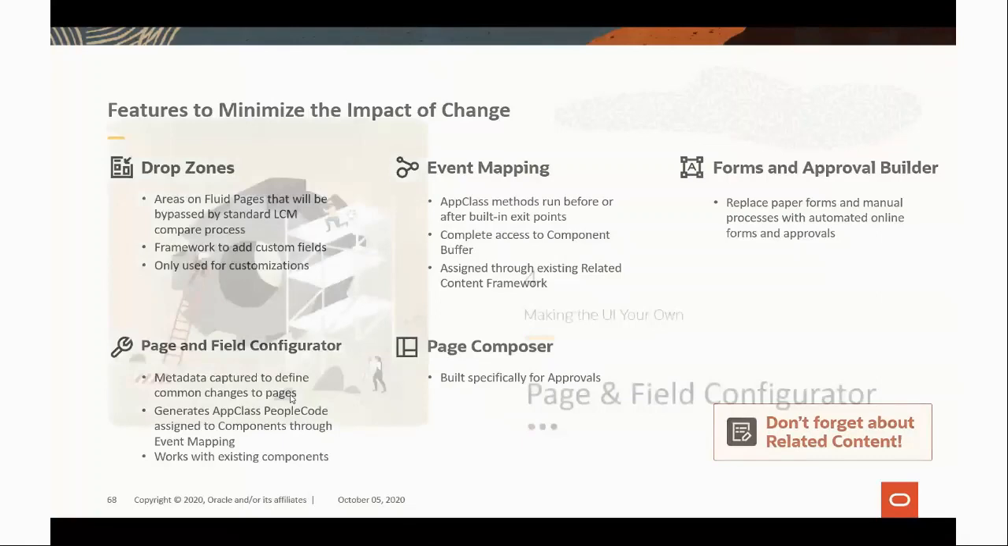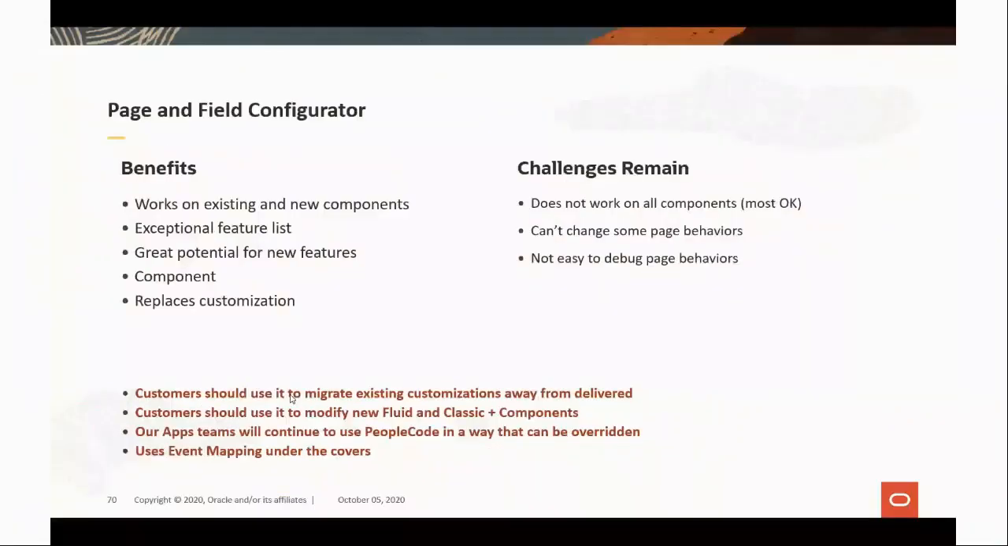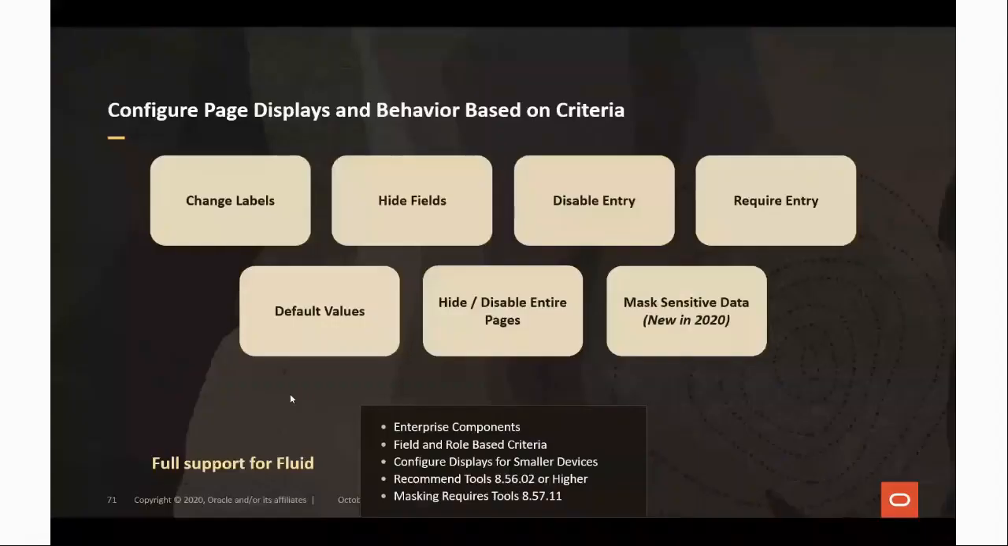So I'm going to take a quick look at Page and Field Configurator here again. Works on new and existing components. It's got a great set of features, and people have been using it for a long time. Initially, it was only available for Classic, but now it's available for Fluid as well. So these are some of the things that you can do. You can change labels, you can hide fields, you can disable entry, require entry, provide default values, hide and disable things. And now, one of the recent features is that you can mask sensitive data.